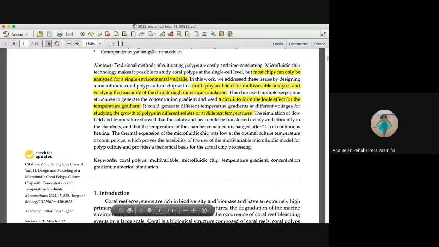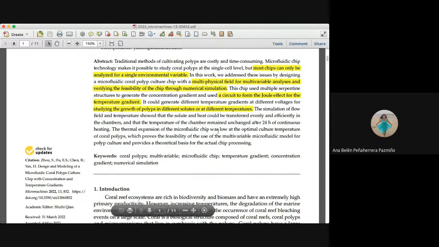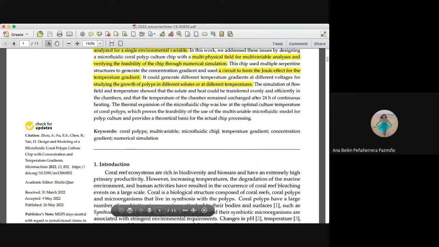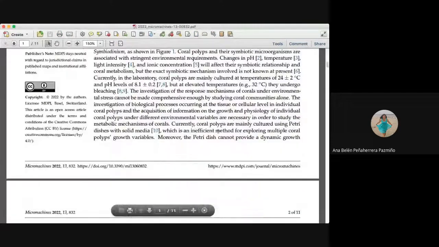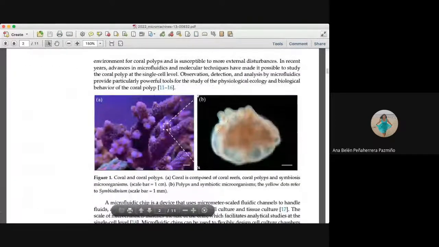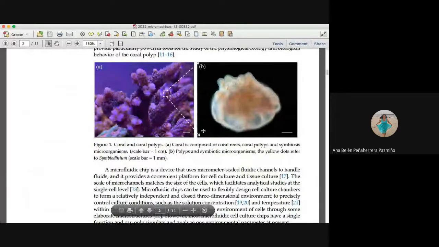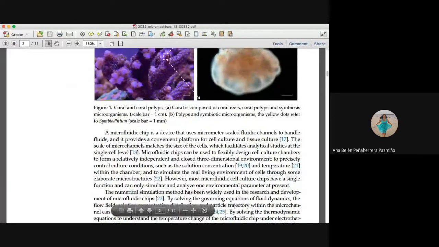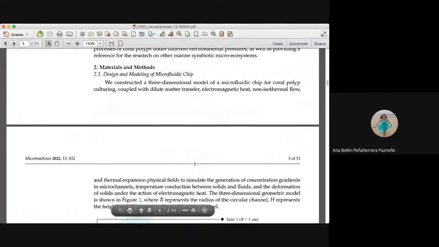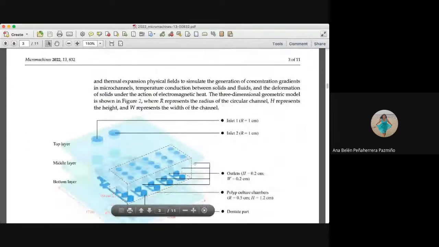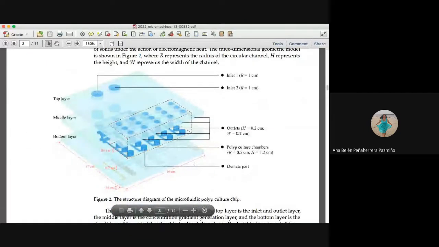So they created this chip in order to study the polyps and corals, because as you know, when coral and polyps are exposed to different temperatures, they start bleaching, and so they propose this model in order to study this behavior. So here is a picture of the coral and coral polyps. There are a lot of microorganisms that live there, so that's why it's important to study how they are damaged with the temperature changes. So they propose this microfluidic device.